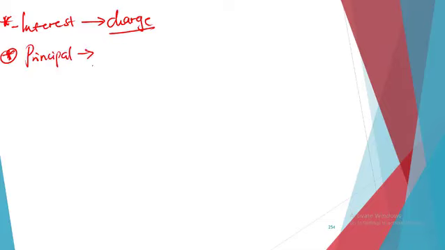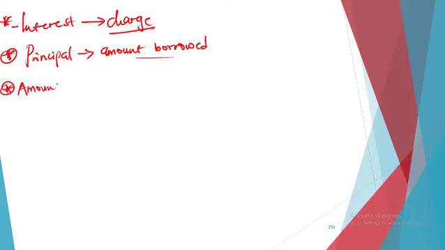The principal is the initial money borrowed, the amount borrowed. That's what we call the principal. While the charges added to this borrowed amount is the interest. Then we have what we call amount.